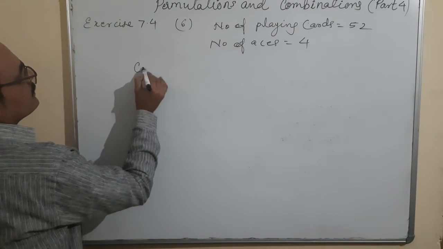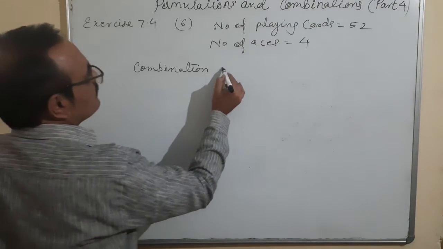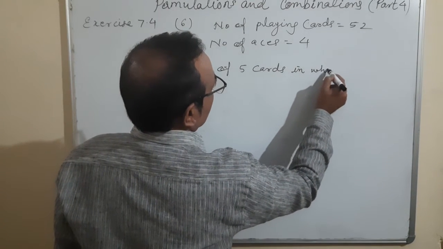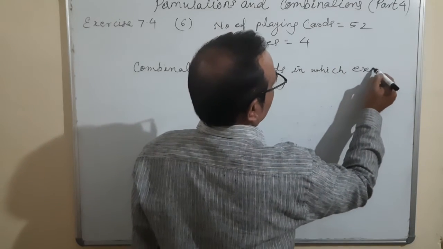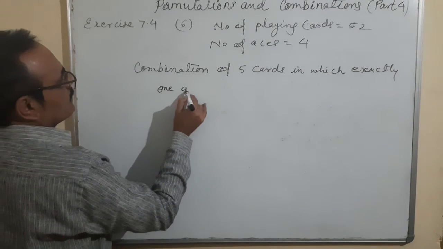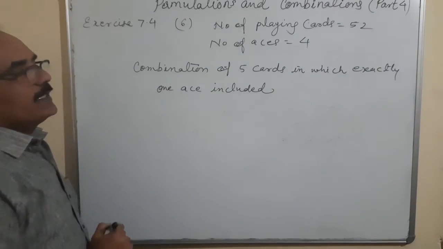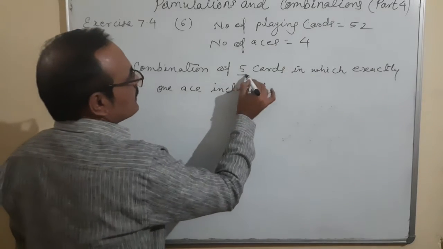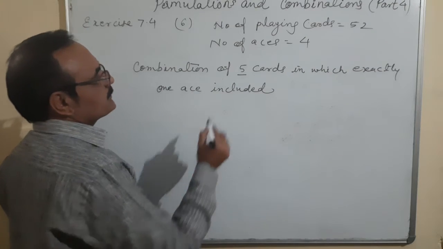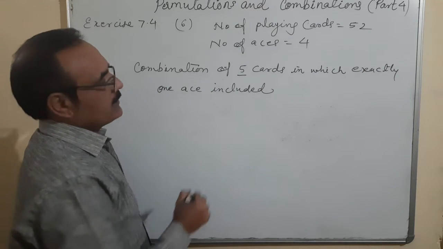Combination of 5 cards in which exactly one ace is included. Exactly one is included. Combination of 5 cards, and out of 5 one ace is compulsory. Okay. So what should be done? Because total number of playing cards are 52. 52 minus 4 aces, 48.